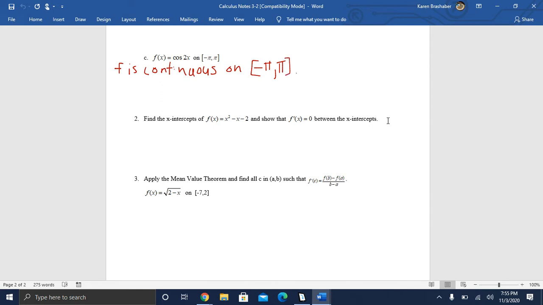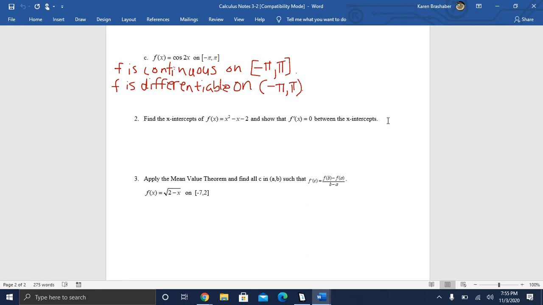And that's because it's cosine. Cosine is continuous on the whole real number system, so f is continuous. Cosine is also a smooth curve, and so f is also differentiable on, and there it didn't have to be differentiable at the endpoints. So you can just state that as an open interval there. So it's differentiable on the open interval from negative pi to positive pi.